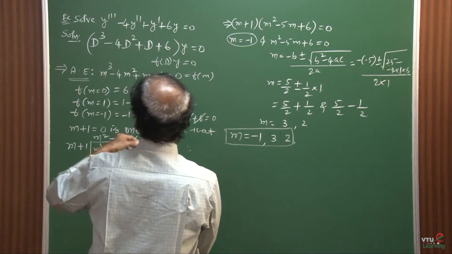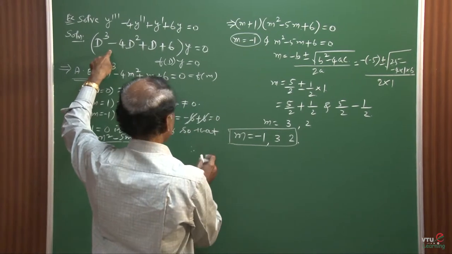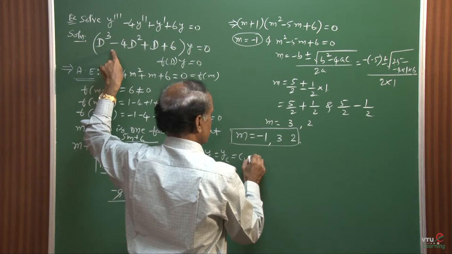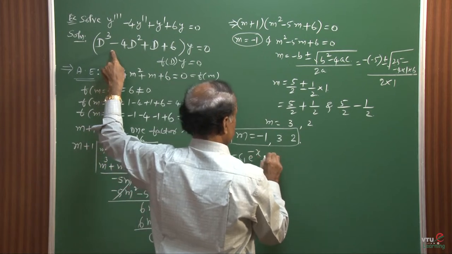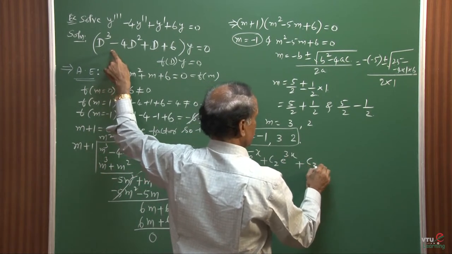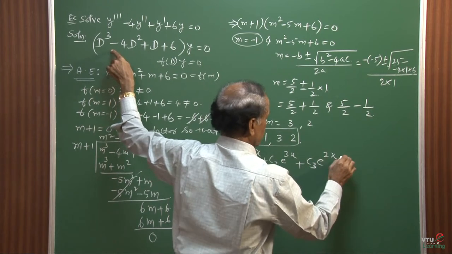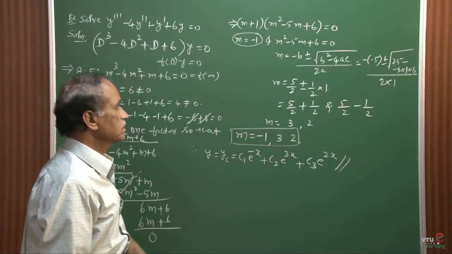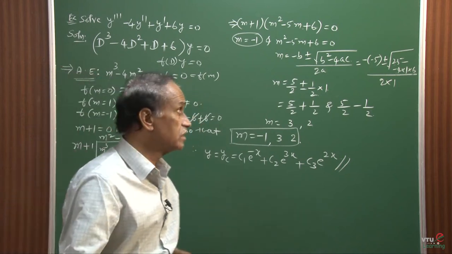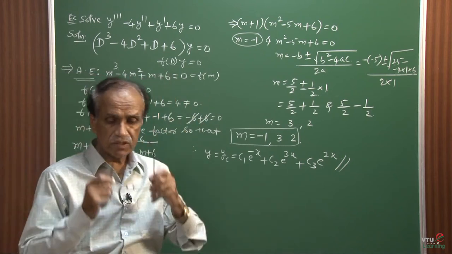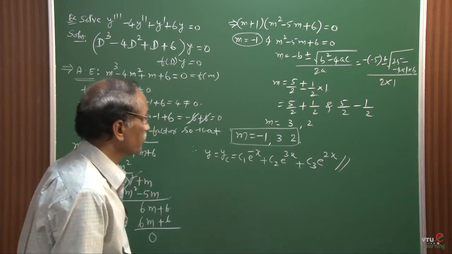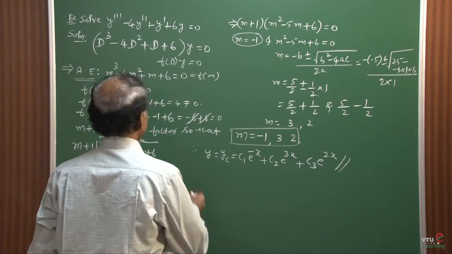Therefore, the solution of this equation is given by y is equal to yc equal to c1 e to the power minus x plus c2 e to the power 3x plus c3 e to the power 2x. This is the solution you can expect when initial conditions are not given. This is one such problem, and we will move on to the next problem, how that is different from the existing one.